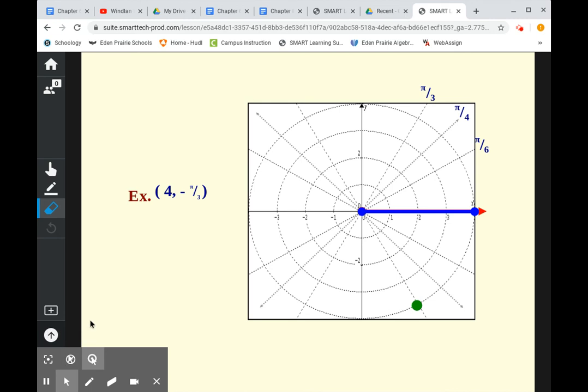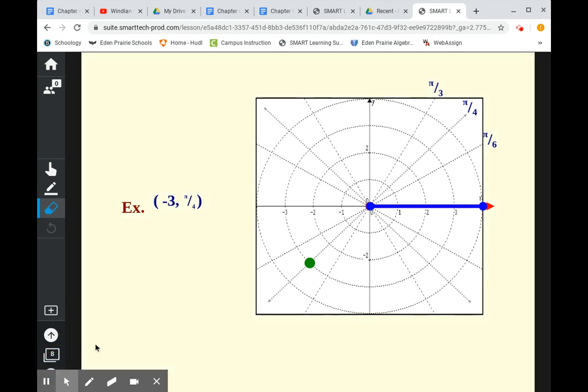Let's look at another example. A couple more examples. (-3, π/4). All right, point's already marked, but let's see how we get there. Our angle π/4 is here. So normally I'd be here. Then I count out 3 if it was positive. But since it's negative, I use the opposite ray and go the radius of 3. 1, 2, 3, and that's how we end up at that point.